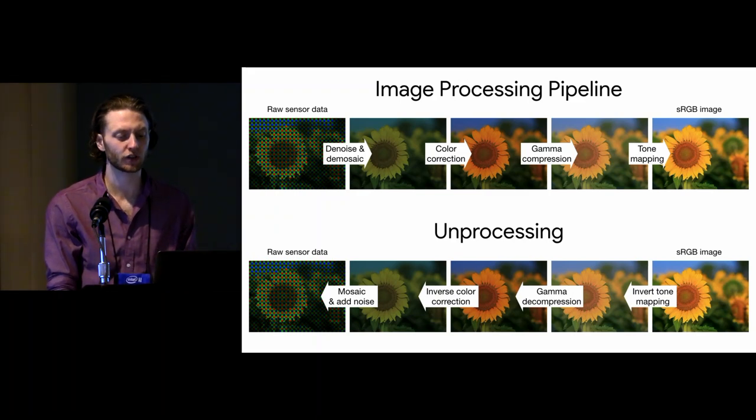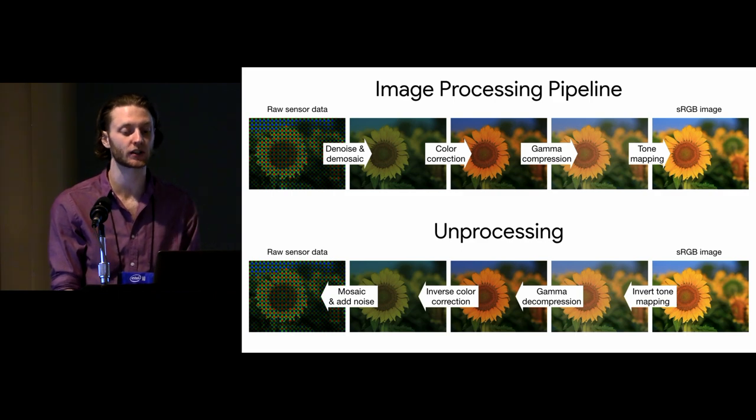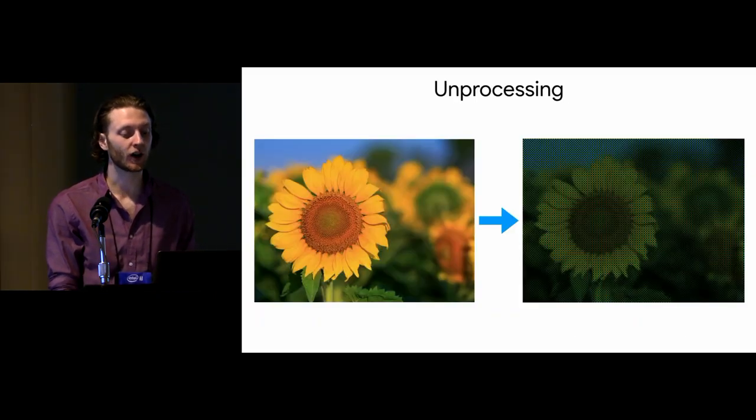To generate more realistic synthetic data, we introduced the idea of unprocessing images, or running the pipeline in reverse. In actuality, some steps cannot truly be reversed, so this is just an approximation. By unprocessing normal sRGB images, we can leverage the vast numbers of internet photos as training data to match raw data from any camera sensor.